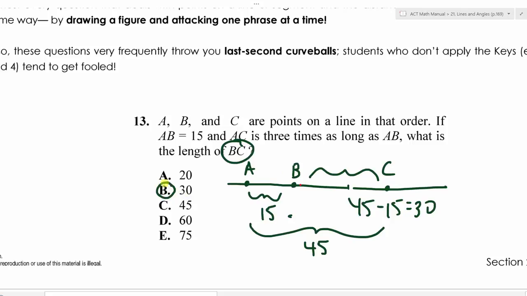Now, some students will get tricked on this question into picking 45 because they're looking at this number and letting their eyes glance back and forth between that number and the answer choices, and they don't circle the BC or pay attention to the fact that the question is asking for BC and not AC. So if you did by some chance pause the video and do this on your own and get C, it's because you answered what AC was rather than what BC was.